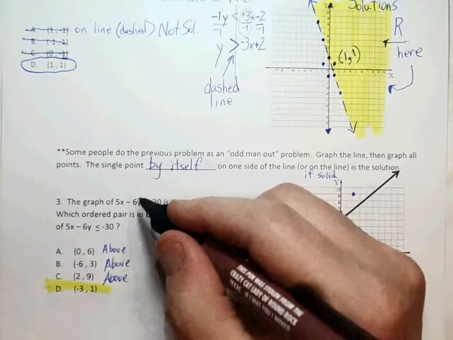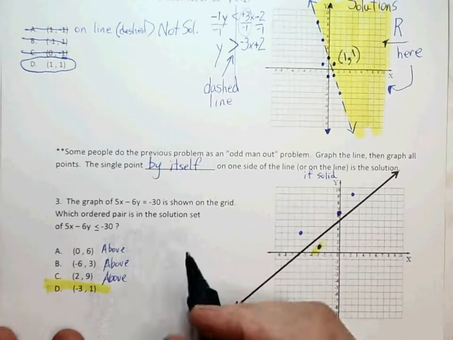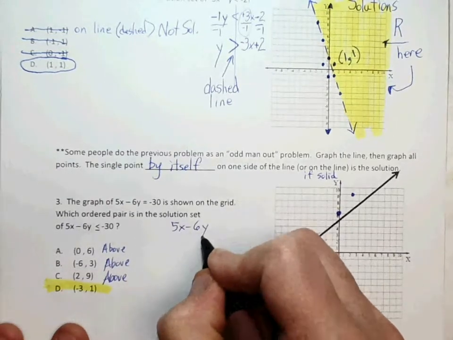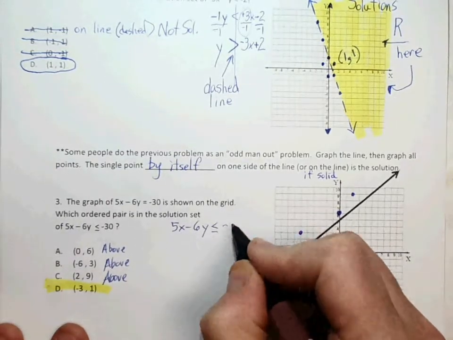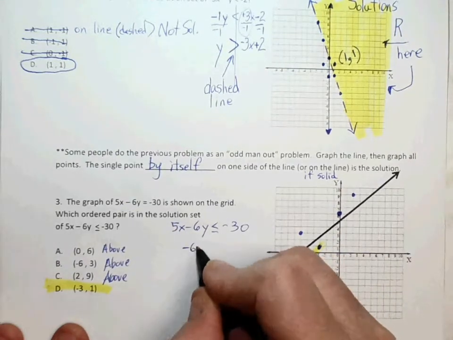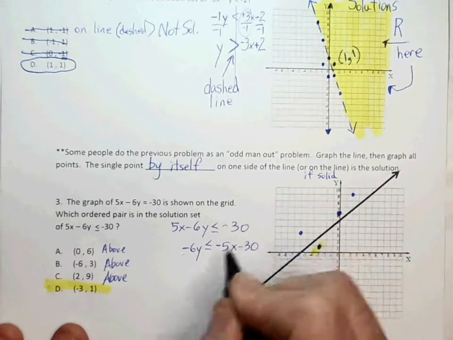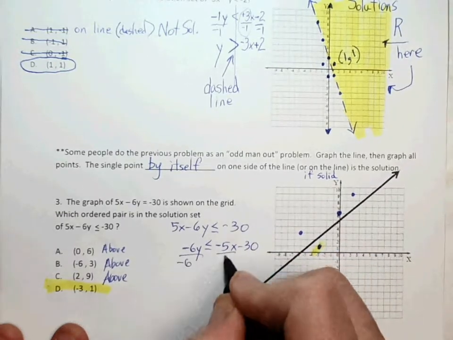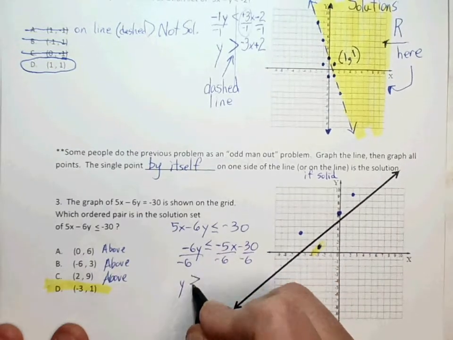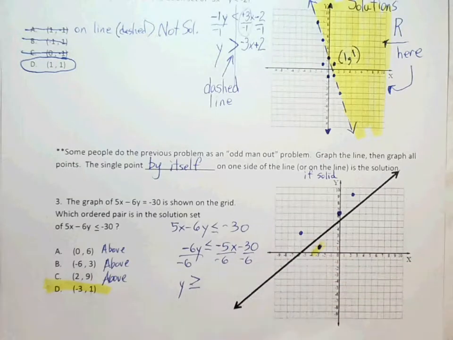Now, you can solve this thing for y. Okay? If you notice, if we do that, we're going to need to divide by negative. Change sides, the 5x becomes a negative 5x. And we're going to divide by negative 6. What's going to happen to my symbol? It's going to flip. Greater than shades above.